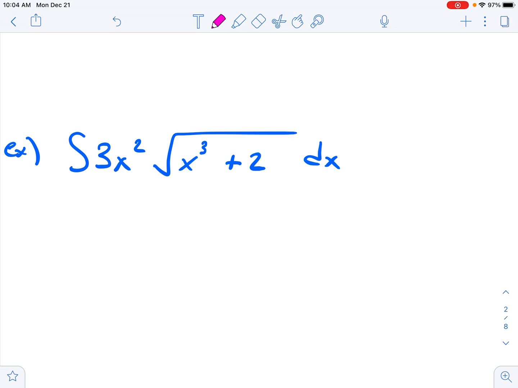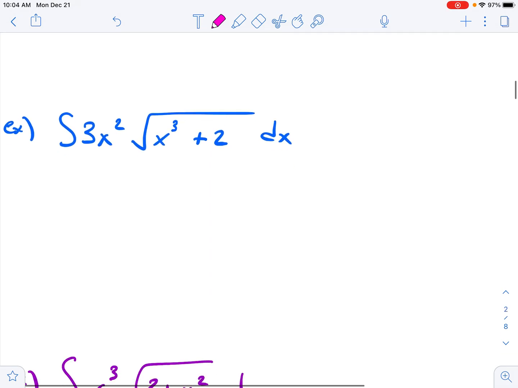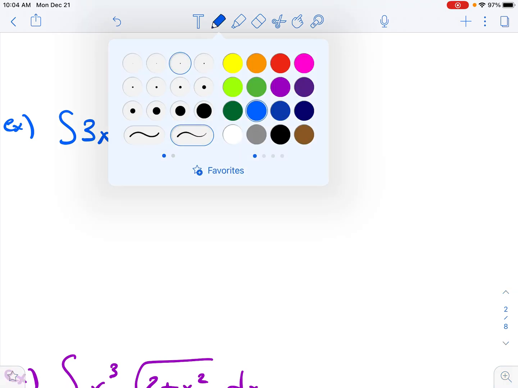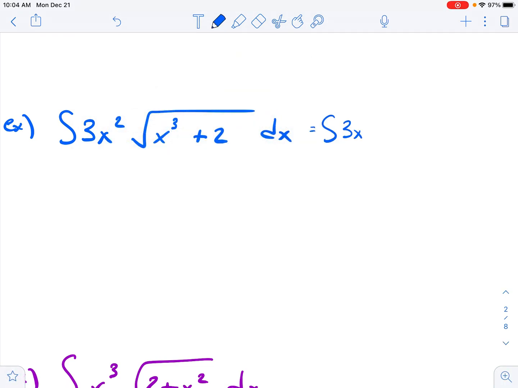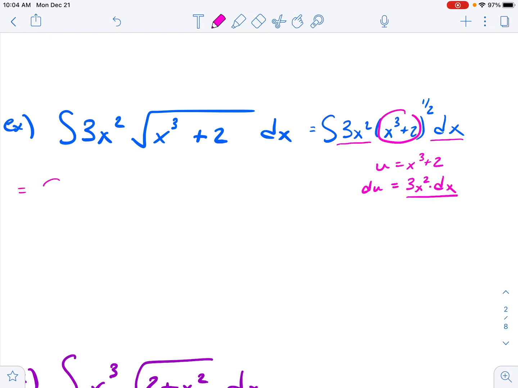Okay, in the next example, the integral of 3x squared times the square root of x cubed plus 2. So again, I mean, if you think about it, we do have a quantity raised to a power here. I can think of this as the quantity x cubed plus 2 to the 1/2. So I'm going to let this inner portion be my u. I'm going to let u equal x cubed plus 2. So du is going to be 3x squared times dx. And that's precisely what's left in the integral. So the new integral becomes, all right, so circled is my u, and that's being raised to the 1/2 power. 3x squared dx is exactly equal to du.